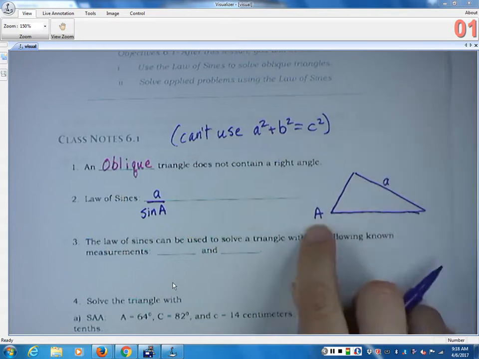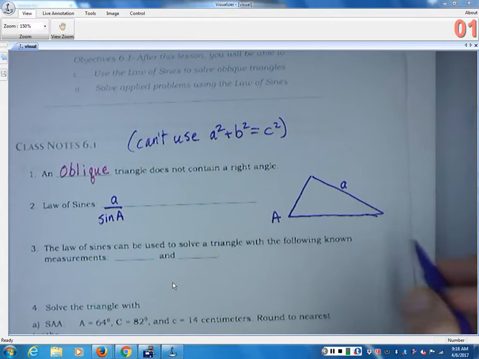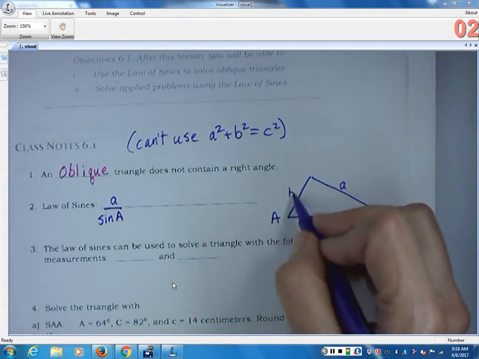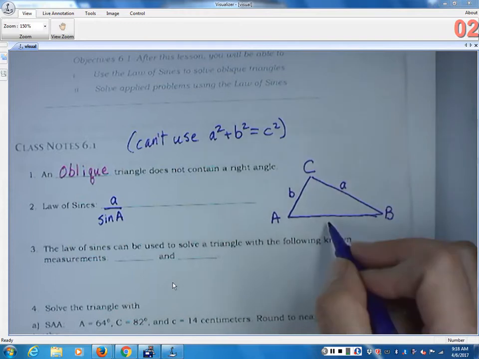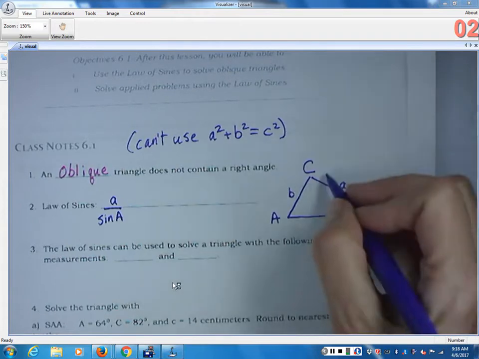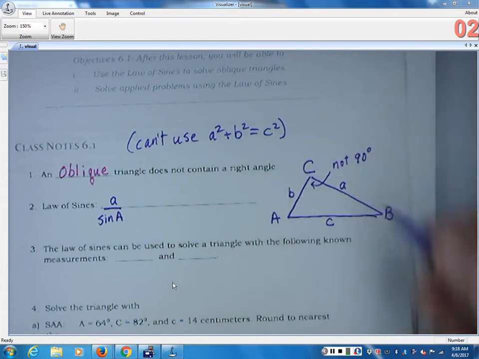The capital A is the angle and the small a is the side opposite. Capital B is the angle, small b is the side opposite, capital C is the angle, small c is the side opposite. Okay, because I drew it I'm too used to drawing right triangles. Okay. All right. And this is the law of sines.